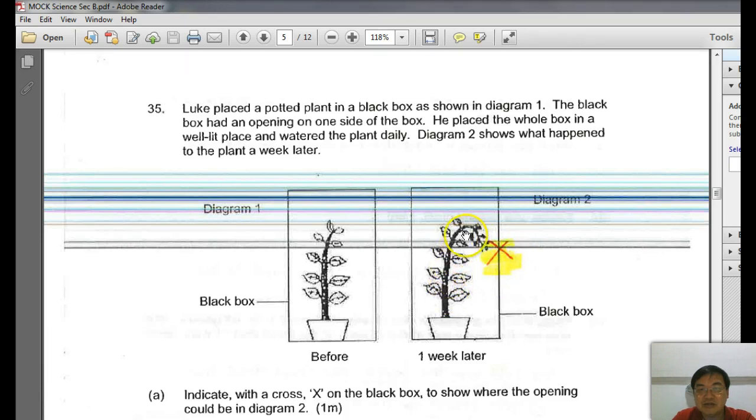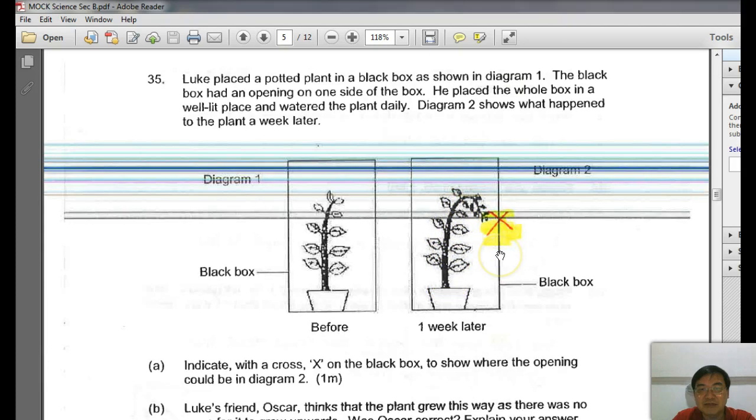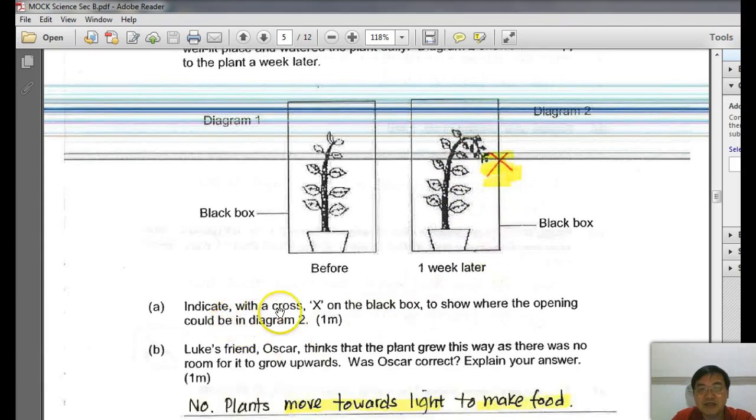Okay, and the plant grows this way. The plant grows towards the light. All right. Now, indicate with a cross on the black box to show where the opening could be in diagram 2. Okay, so the opening must be here.